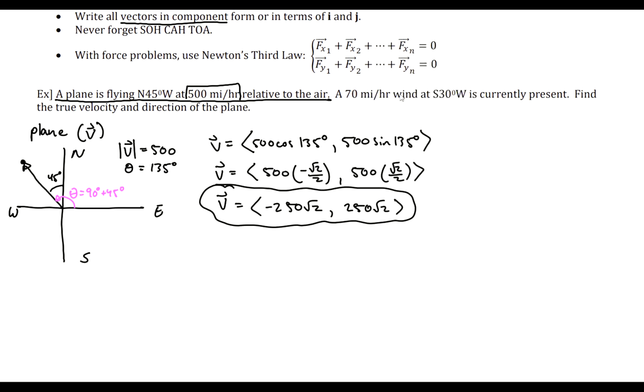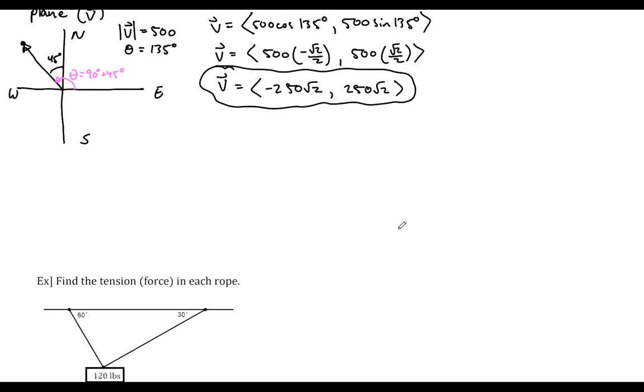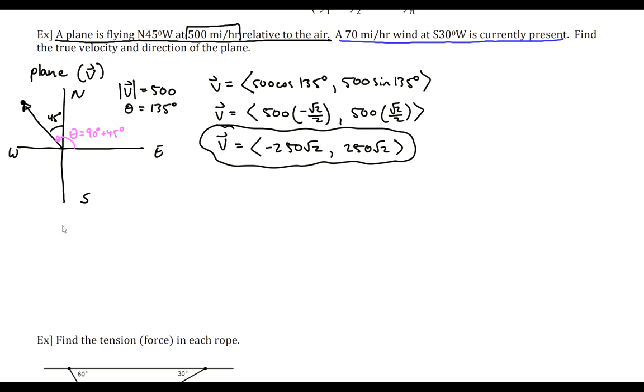I'm going to do that one in blue. It says a 70 mile per hour wind at south 30 degrees west is currently present. So let's set that one up right underneath. Still never eat soggy waffles, or sour watermelon. We start on the south, and then we go 30 degrees toward the west. So that's the representation of the wind vector. Let's call it w. We know the magnitude instantly is 70 miles per hour.